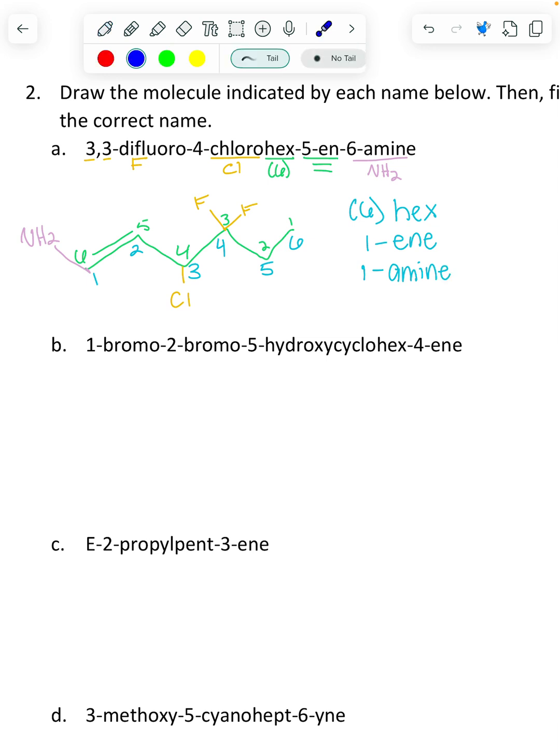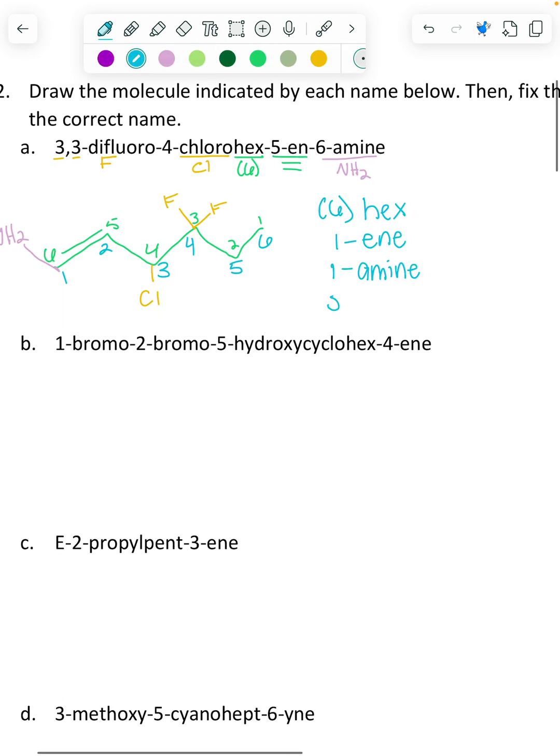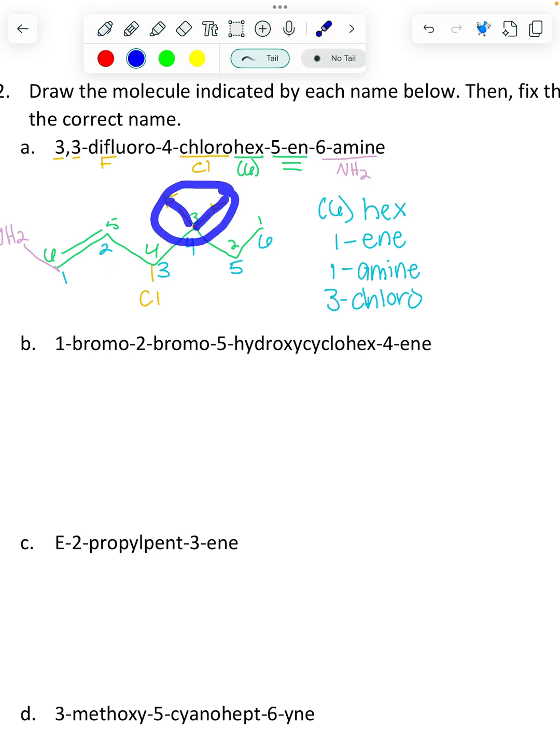Then we're going to look at the chlorine and the fluorines. The chlorine's on the 3rd carbon, so it's going to be 3 chloro, maybe. And this fluorine, there's 2 on the 4th carbon after renaming it correctly. So it's going to be 4,4 difluoro.